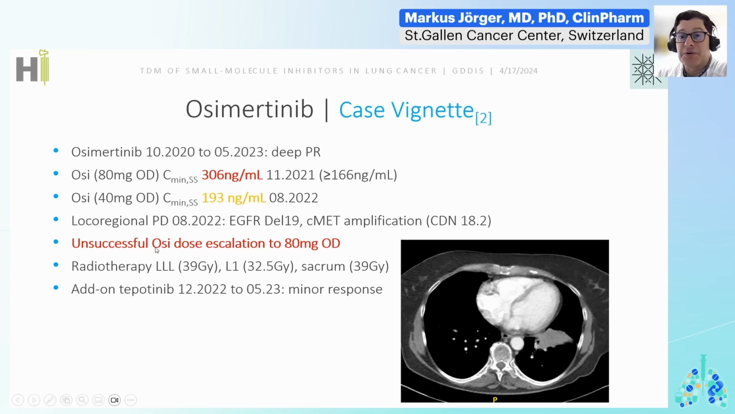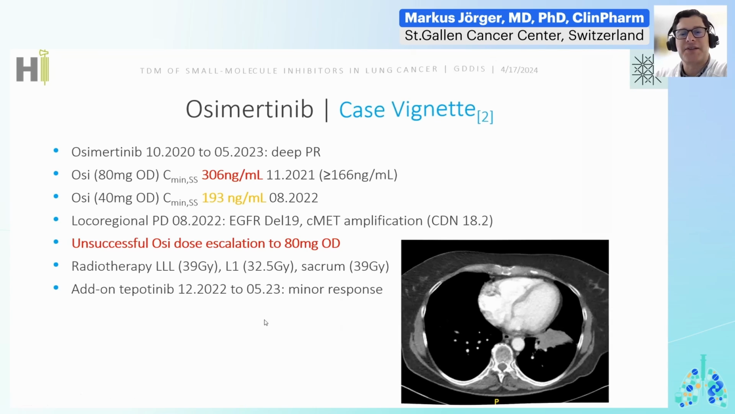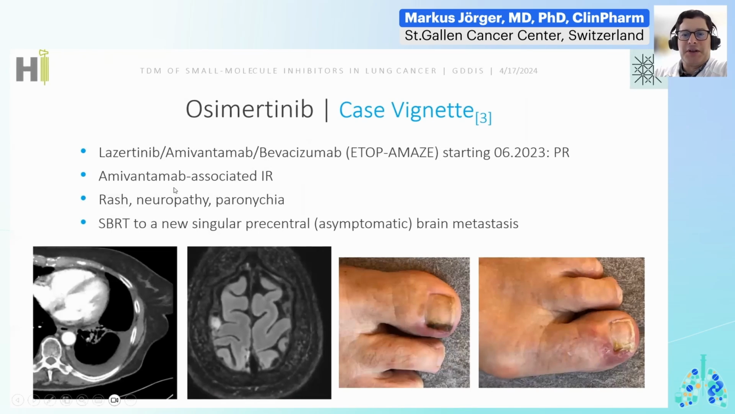We first tried to dose re-escalate OSI, and as we would probably expect, we were not able to salvage her, because you can see that already with the 40 mg she was above what we would consider the target range. So we had to salvage her using radiotherapy, and we were able then also to add a MET inhibitor because she had this amplification. She had a minor response.